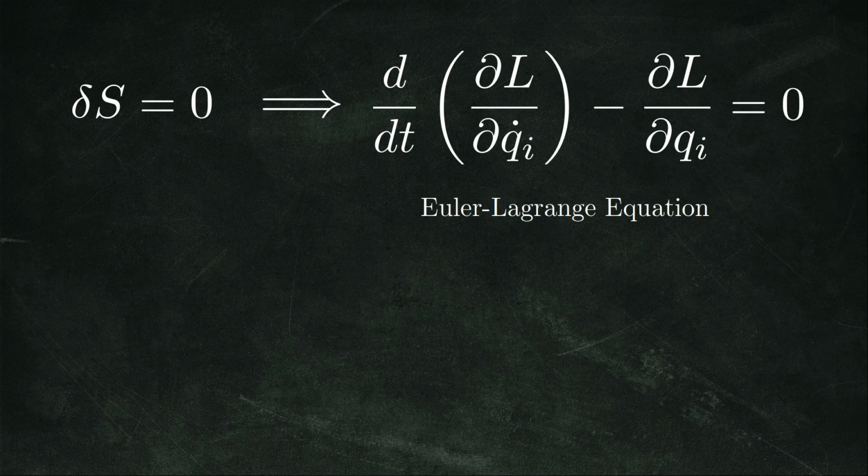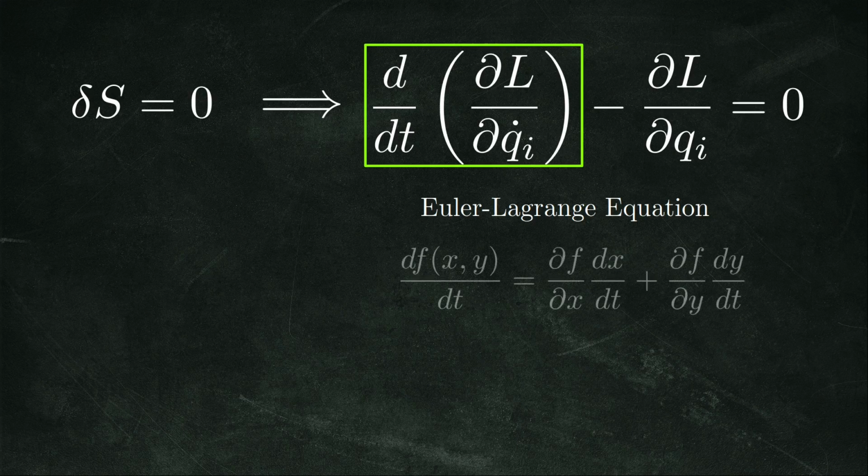And a couple of things to notice is that these here are partial derivatives. However, this d by dt out the front is a total derivative, and so often when we're calculating this total derivative, we will need to use the chain rule in some way.